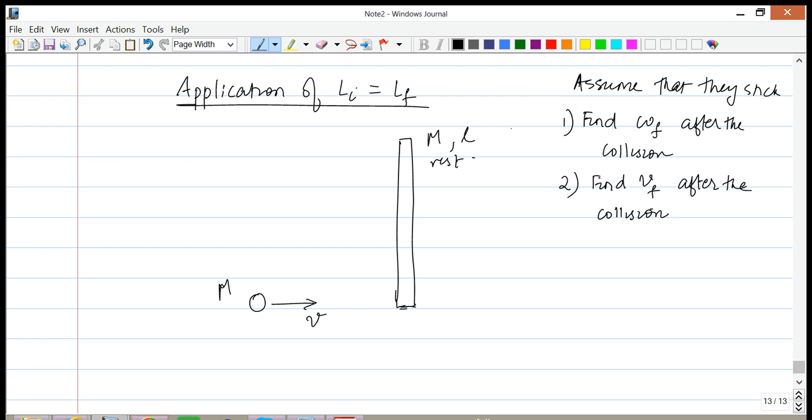Alright, so here's another application of the conservation of angular momentum. But here, this problem is a little more involved. There are more things going on. So first of all, you notice that there is no pivot now. Nothing's pivoted. The rod is free to rotate.